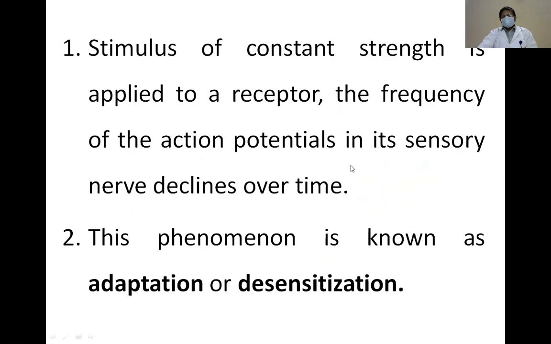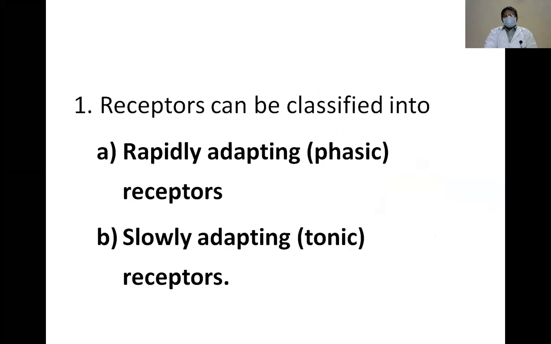Then the duration. When a stimulus of constant strength is applied to the receptor, the frequency of action potentials in the sensory nerve declines over time. This is adaptation, because of desensitization. This phenomenon is called desensitization. It decreases the frequency of the action potentials. The receptors can be classified based on this: the rapidly adapting phasic receptors or the slowly adapting tonic receptors.